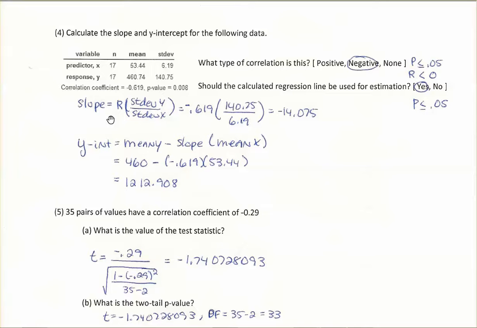So put in our slope, because in this case, our slope is a real value because our p is less than 0.05. So it would be our R value times our standard deviation of y over standard deviation of x to get that negative 14.075 for our slope. We then take it and plug it in over here to our slope value. And why does that not work?